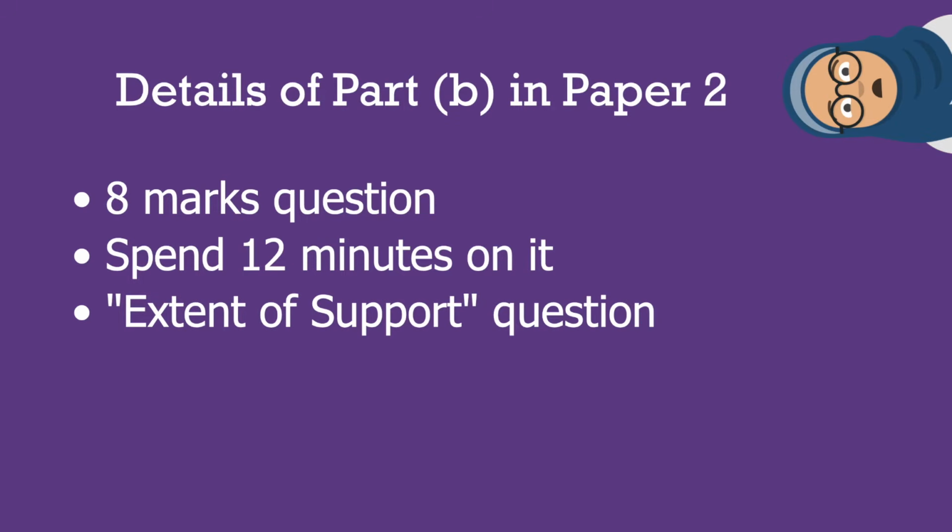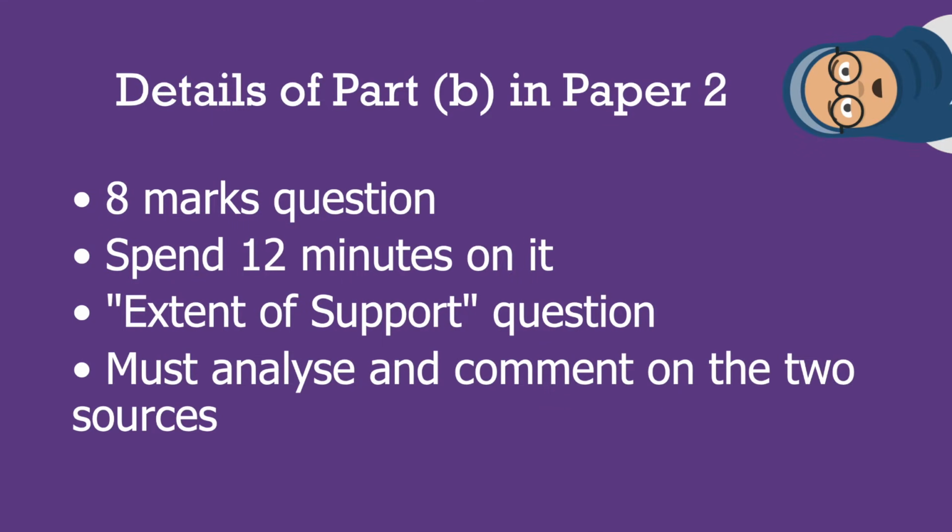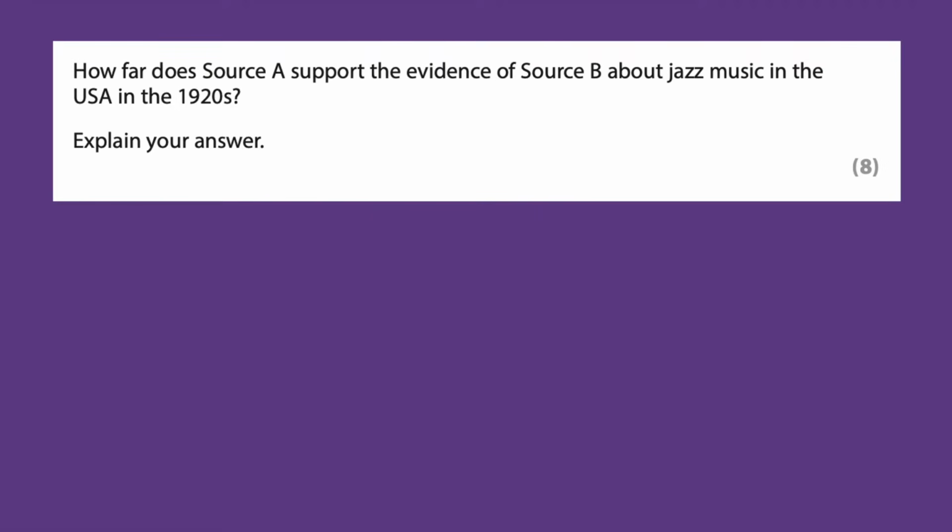Next, this is known as the extent of support question. You basically have to show how much support there is between both the sources, like the ones I showed you previously, and you must analyze and comment on the 2 sources for this answer. You cannot forget them, you cannot leave them out and try to use your own information. Not at all. You have to comment on these 2 sources. So let's get into what part B looks like. This is an example question from the same country, USA. How far does source A support the evidence of source B about jazz music in the USA in the 1920s? Explain your answer.